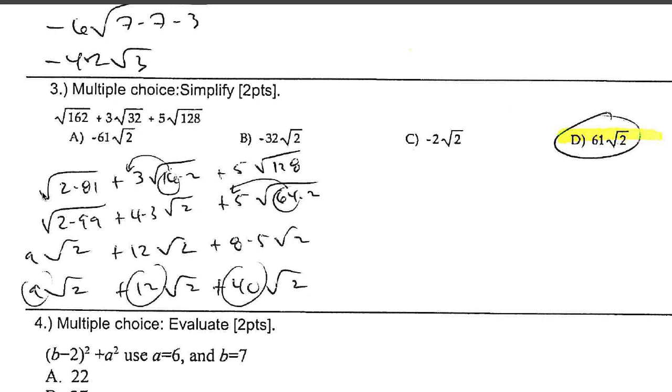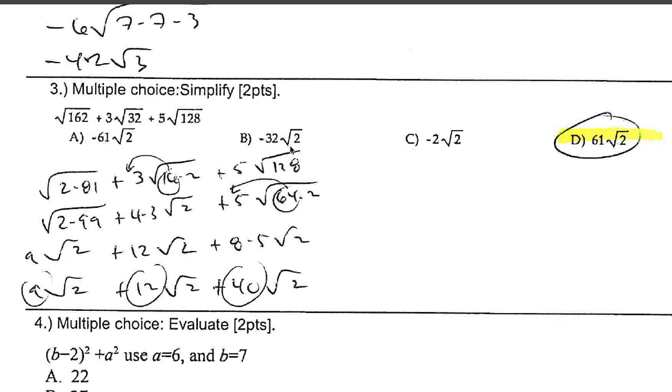162 is an even number, so I can just keep dividing by 2. 2 times 81, and then 81 is 9 times 9. Well, there's my pair there, because square root of 81 is a perfect square. The 9 comes out, so I have 9 radical 2. 32 can be written down as 16 times 2, and we're looking for the perfect squares. And square root of 16 is 4, so 4 times 3 out here gives you 12.